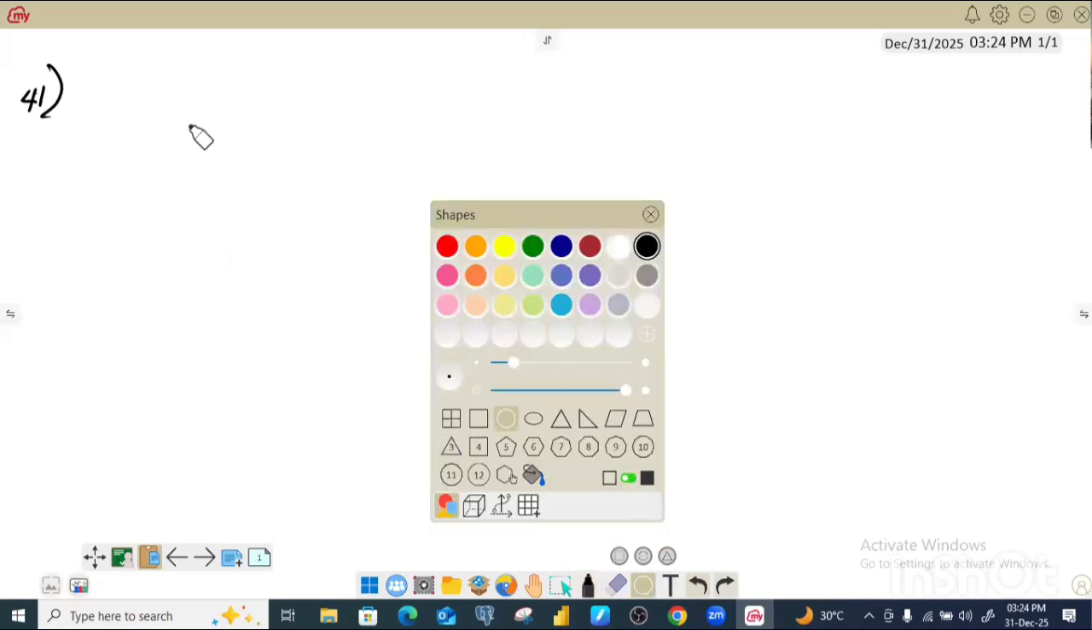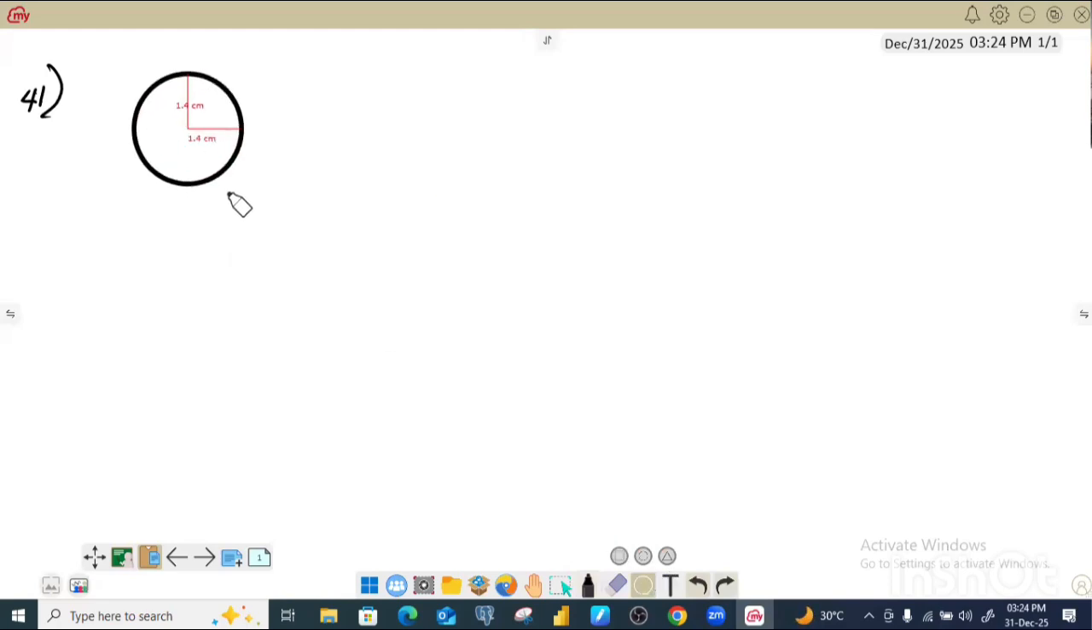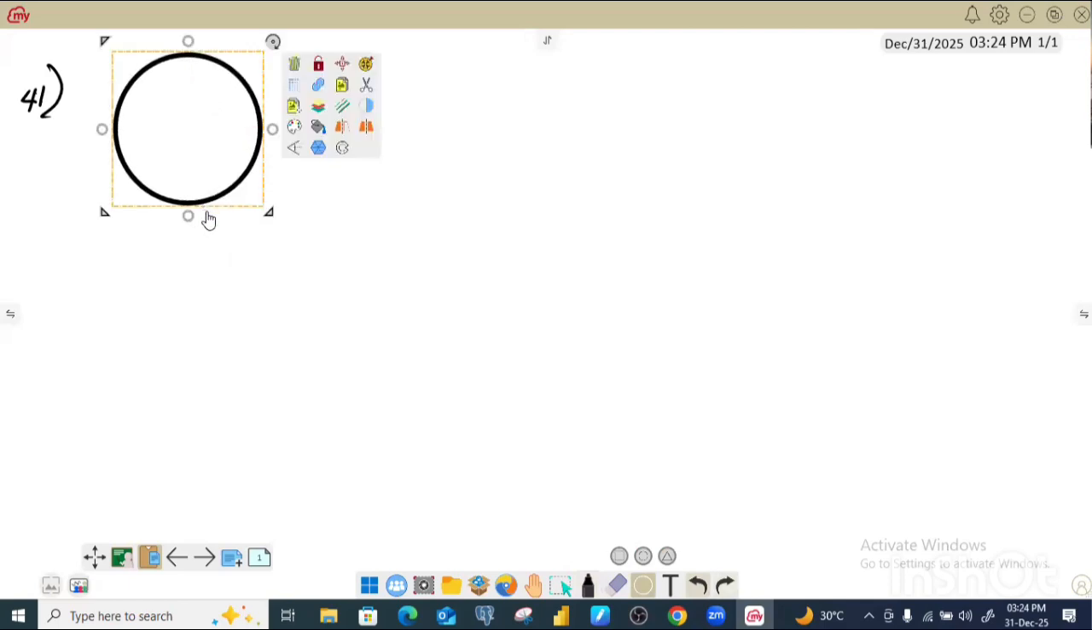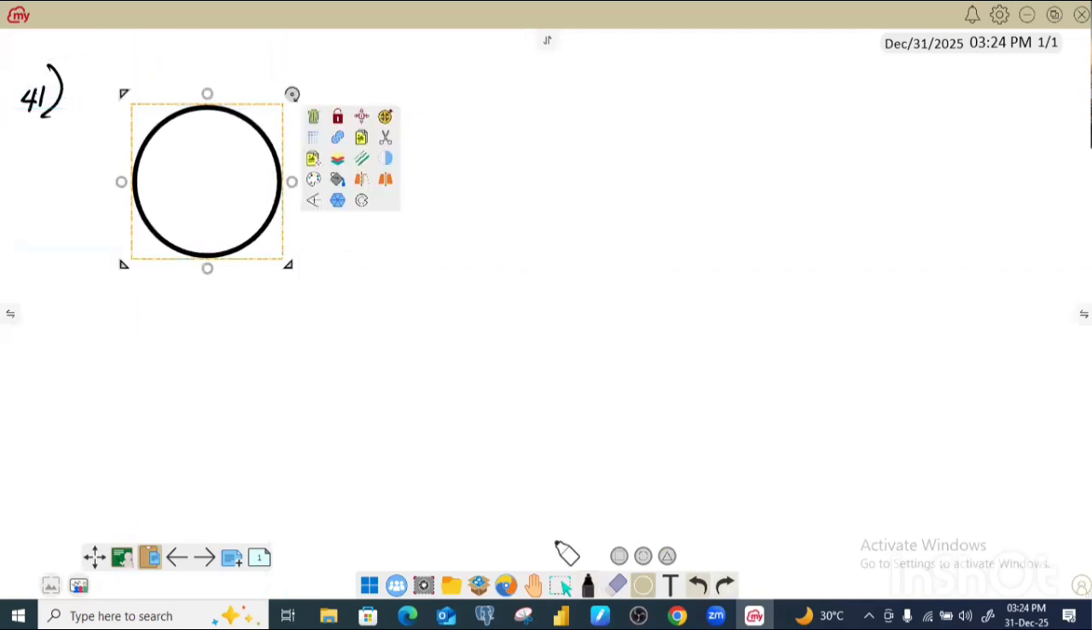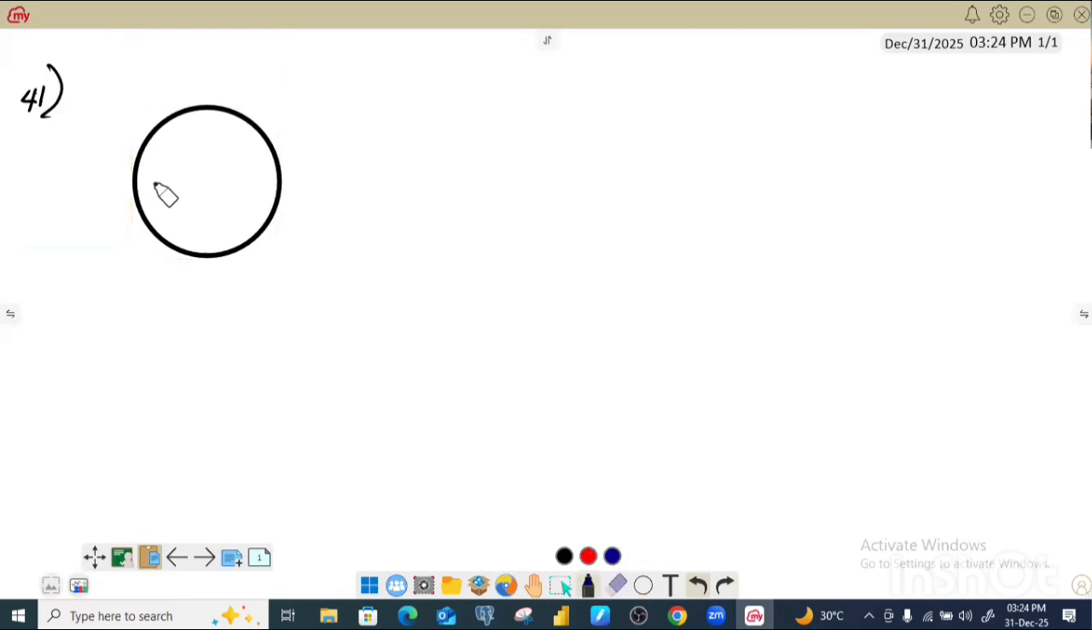Number 41. We have a circle, or let me say we have a cyclic quadrilateral. We have a cyclic quadrilateral, and inside the cyclic quadrilateral you have something like this.